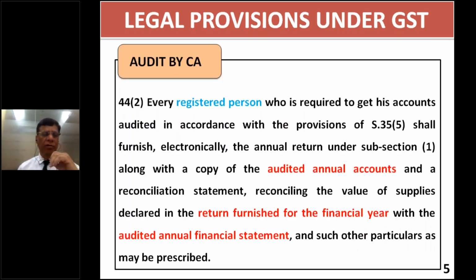Thereafter, section 44(2) says that every registered person who is required to get his accounts audited in accordance with the provisions of section 35(5) shall furnish electronically the annual return under subsection 1 along with a copy of the audited annual accounts and a reconciliation statement reconciling the value of supplies declared in the return furnished for the financial year with the audited annual financial statements and such other particulars as may be prescribed.